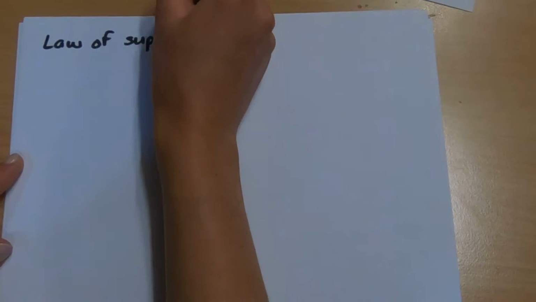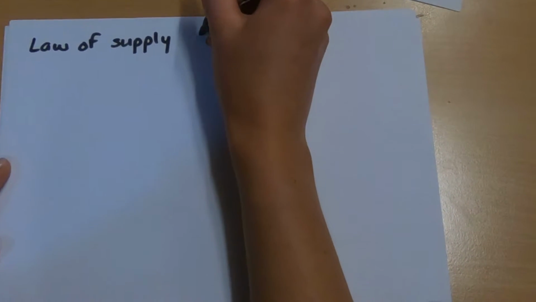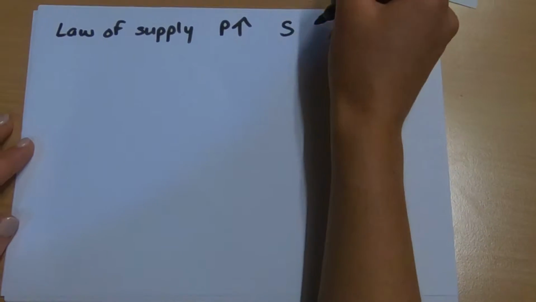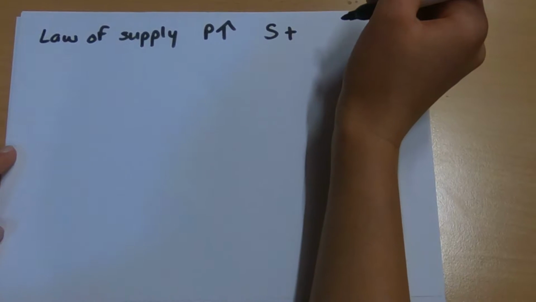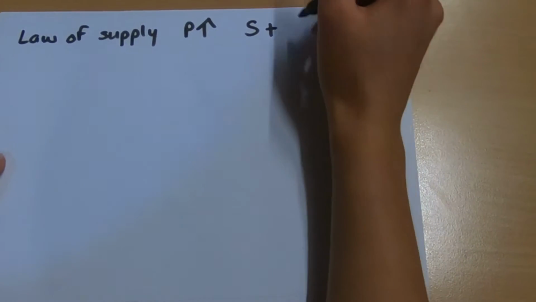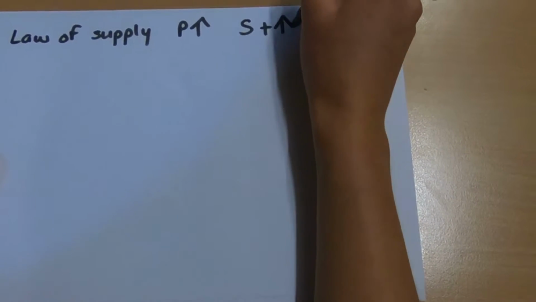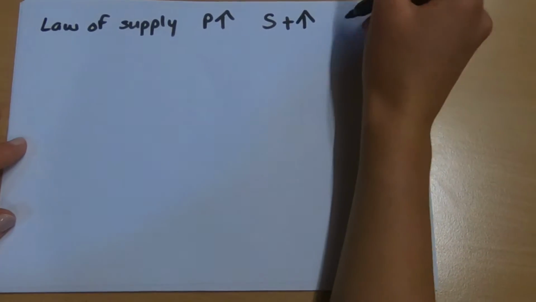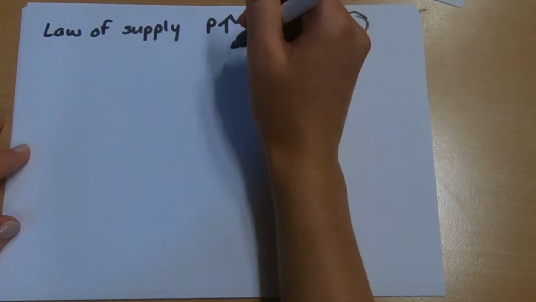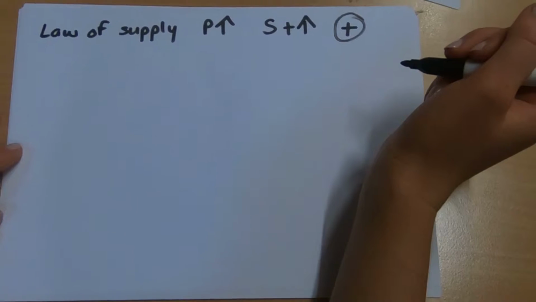So the law of supply states that as price increases, suppliers expand their supply, so supply increases. This is the positive relationship between price and quantity supplied.